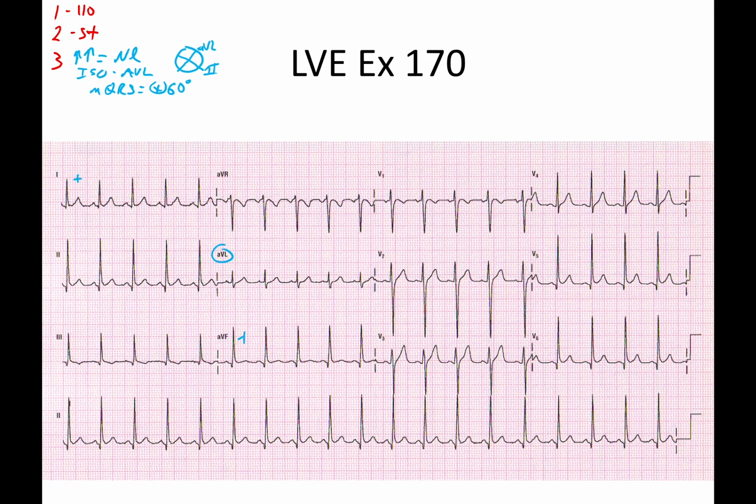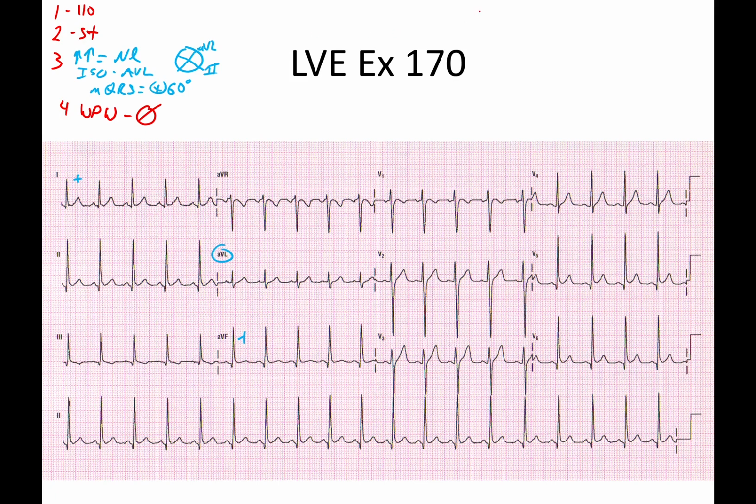All right, so we have that there. Now for step number 4. Is it Wolff-Parkinson-White, and do we have any delta waves? And the answer is going to be no. These are all really nice, straight and clean throughout all of it.